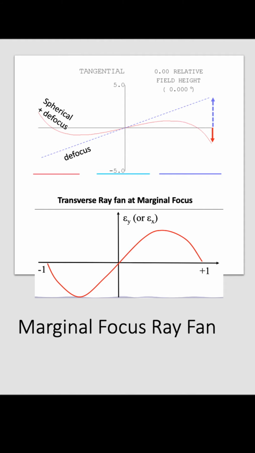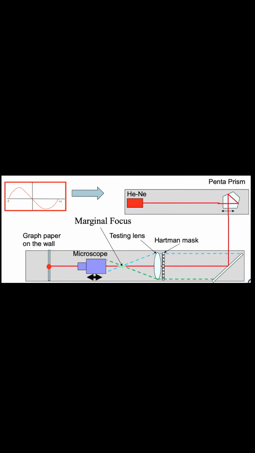In this lab, we measured the transverse ray fan at the marginal focus. This ray fan is a combination of two different aberrations. First, the cubic spherical aberration, and then next, the linear defocus term. To measure the ray fan, we broke the pupil into 9 distinct locations using a Hartmann mask.